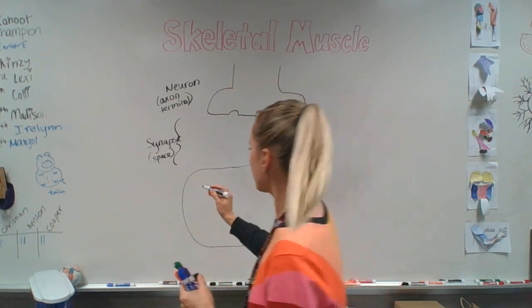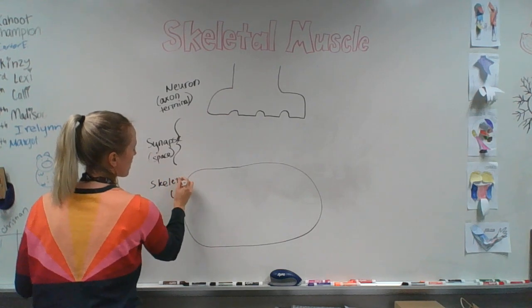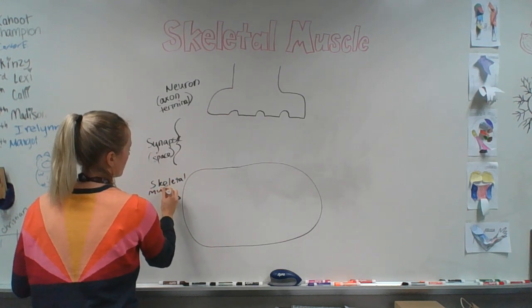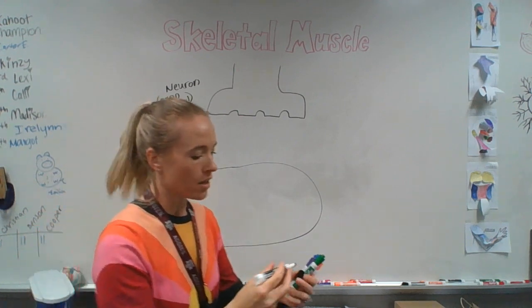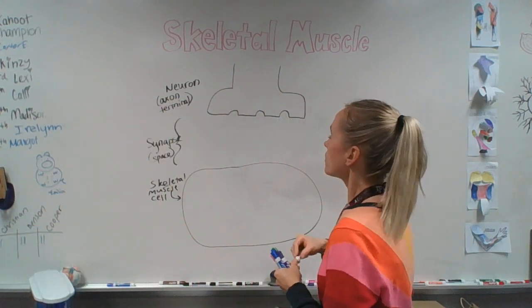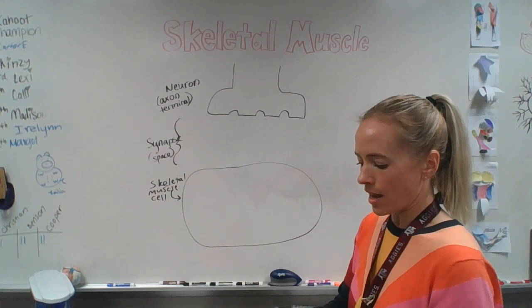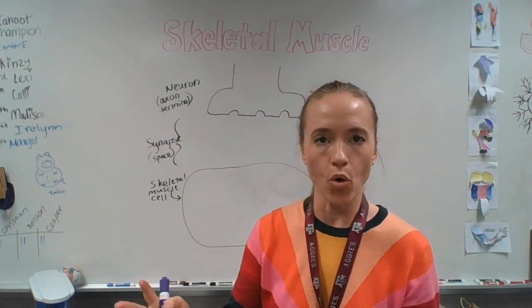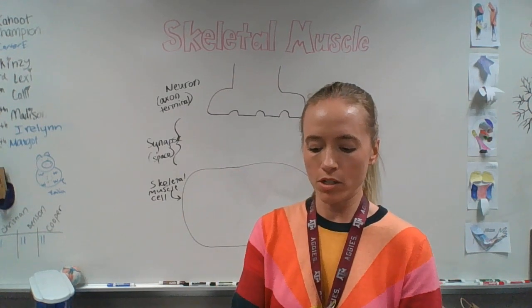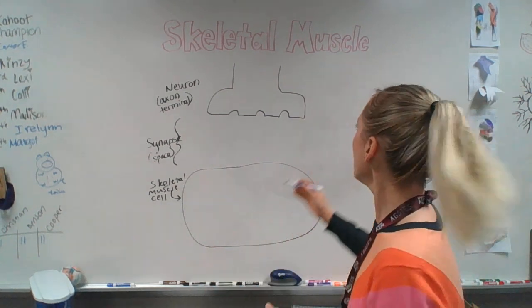But this is a skeletal muscle. So remember, this is going to be attached to a bone. It's a little bit different in a cardiac cell and a smooth muscle cell. So in the neuron, it's making a neurotransmitter. In this case, it's making acetylcholine. Acetylcholine is going to be the main neurotransmitter in a skeletal muscle contraction.